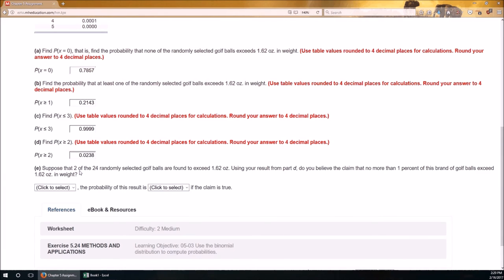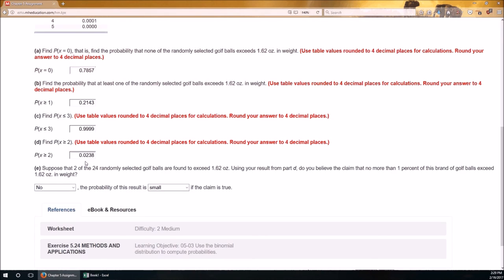So using that result, do I believe the claim? No, I don't. The probability of this result is small if the claim is true. Probability of this result, if the claim is true, is 0.0238. It's pretty darn small. So we have evidence that the claim is false. Again, we can't prove the claim is false, but we do have strong evidence that the claim is false, because this number, the 0.0238, is a small probability.